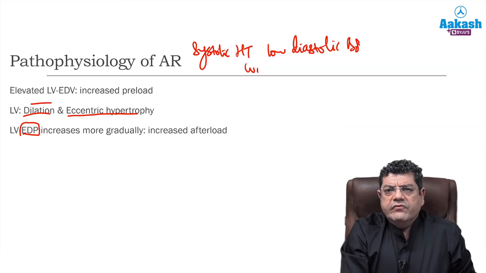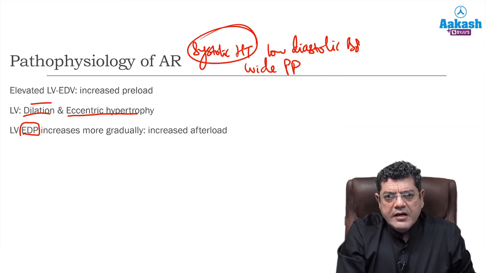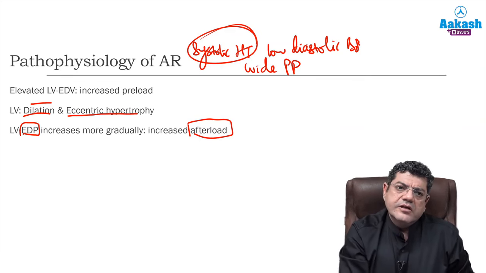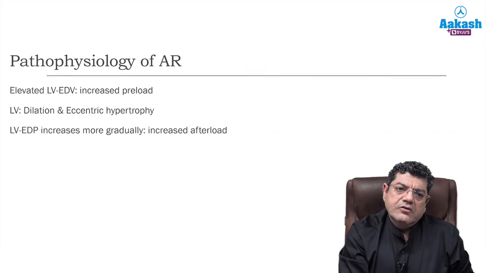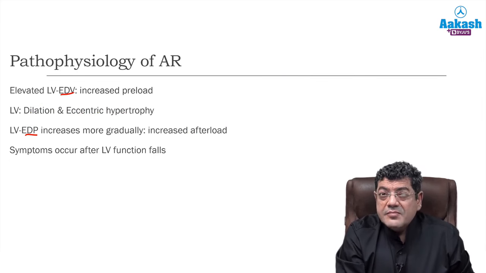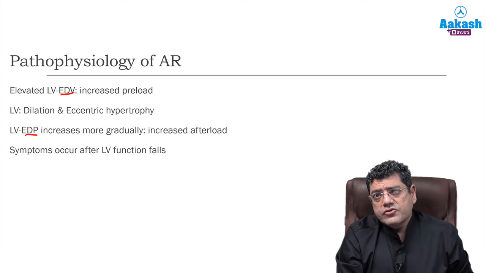So wide pulse pressure is seen, because of the increased systolic blood pressure, which is due to the increased stroke volume. And afterload is also imposed on the left ventricle in time, and therefore there is also an increase in left ventricular end diastolic pressure. Okay, symptoms occur after the left ventricle function reduces.